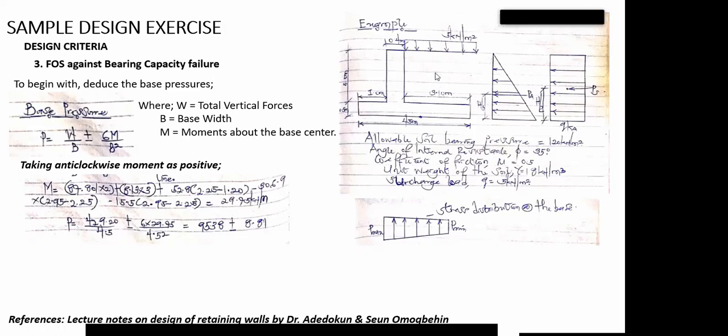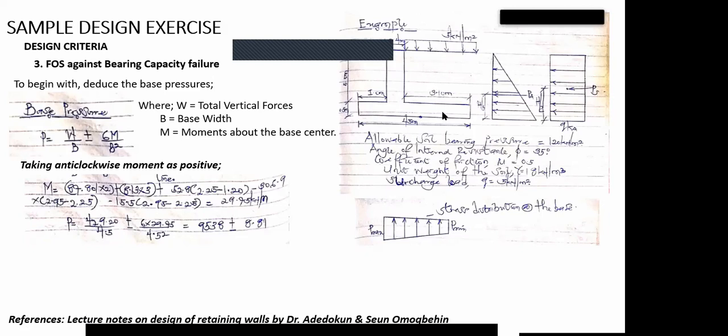I mentioned emphatically that your soil will always be acting on your heel. The distance of my heel is 3.1, so the center is 1.55. I need to now calculate the distance between the weight of this particular 306.9 and the base center. The center here, from here to here, is 1.55. But don't forget that from here up to this particular ending is 1.0, then the wall itself is 0.4.